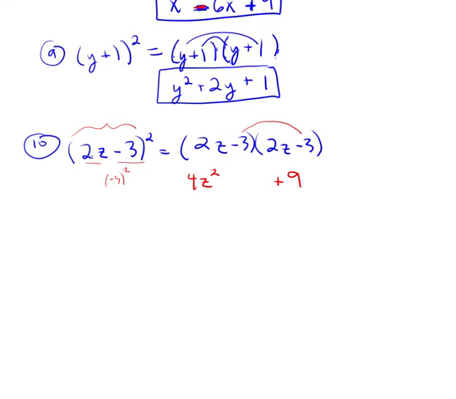Now the middle term, let's think about that middle term. That middle term comes from the negative 3 times 2z, and then 2z times negative 3. So it's these two terms multiplied together. So negative 3 times 2z is negative 6z, and doubled, that is the middle term.